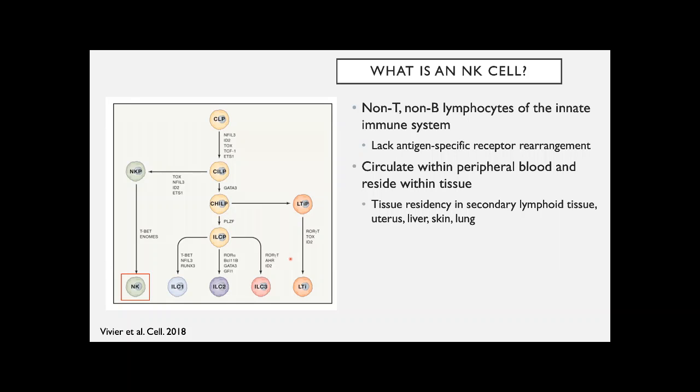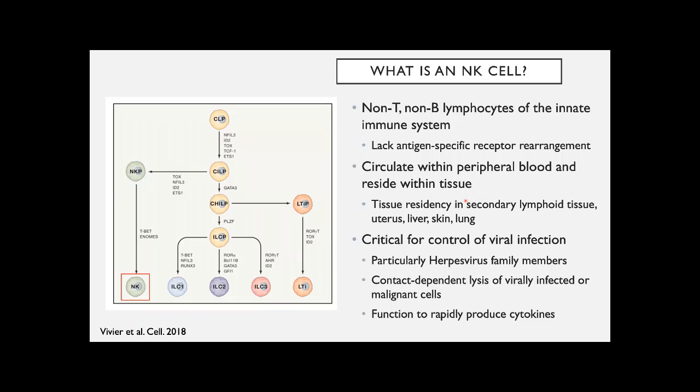They circulate within peripheral blood. They also reside within tissue and exert important functions there, primarily through the secretion of cytokines. And tissues where we know that they're important include uterus, liver, skin, and lung, as well as secondary lymphoid tissue.